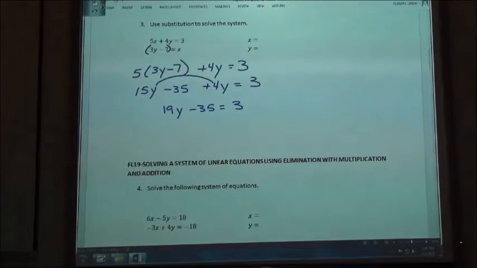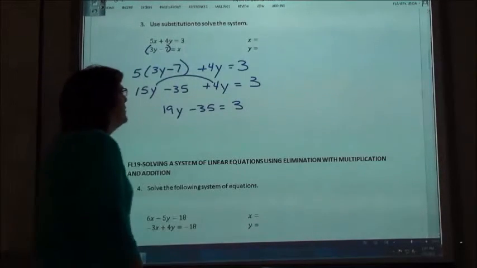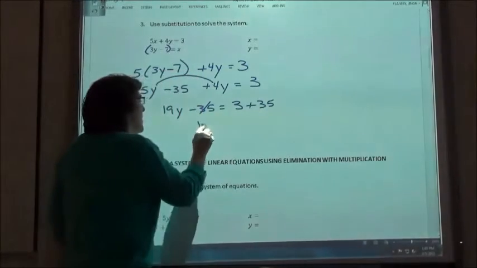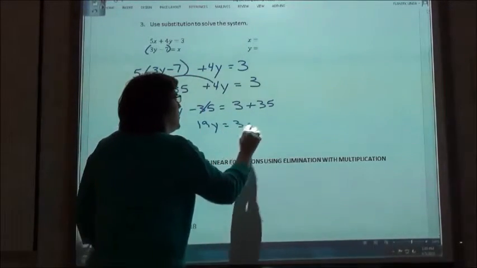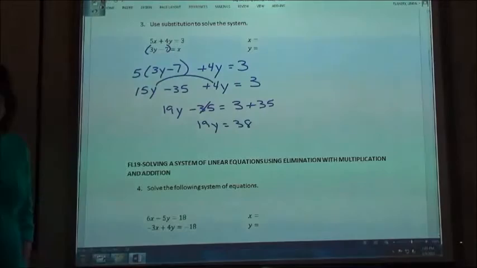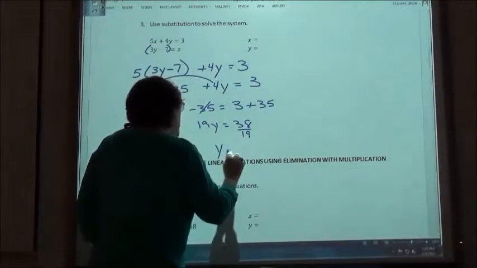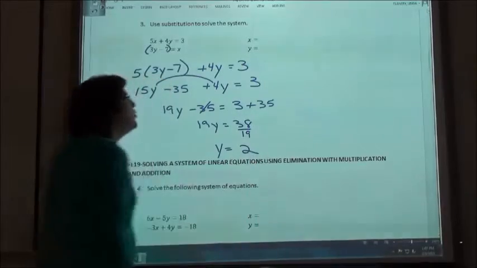Then we would subtract 30, no, add 35. Add 35. 19y equals 38. Divide by 19. So y equals 2.